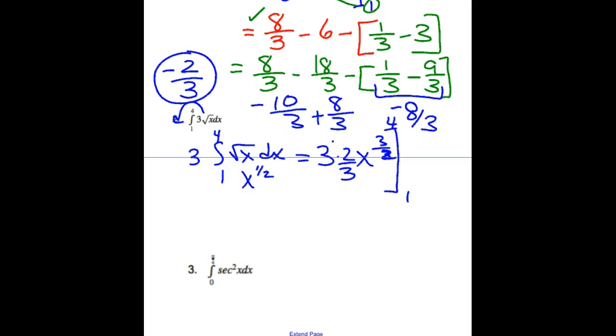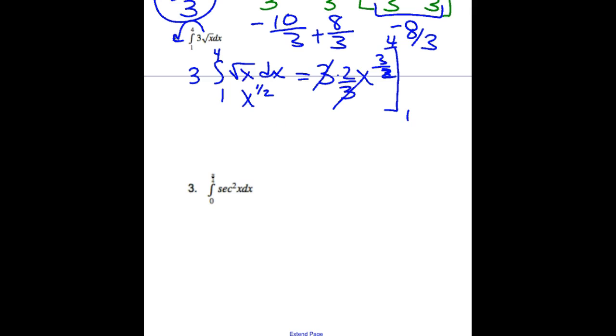These can cancel because you have the 3 on the top and the 3 on the bottom. So I'm going to do a little rewrite. I've got 2 left. I've got x to the 3/2 left, and I'm going from 1 to 4. And then this is where you can make a decision. If you want to take the 2 with it, you can do 4 to the 3/2 minus 2, blah, blah, blah, or you can factor the 2 out right away and then leave it out front.